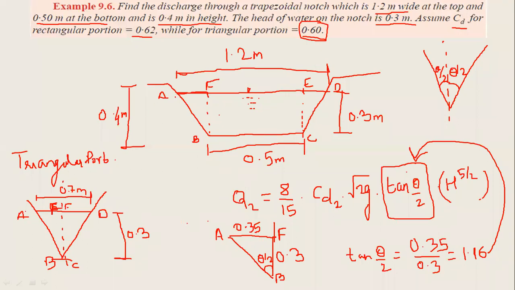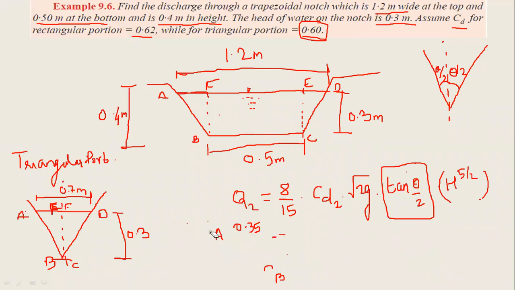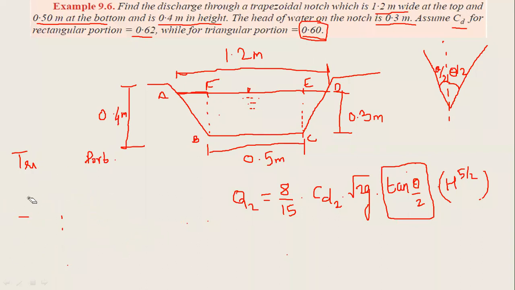Am I audible? Yes, sir. So what is the value of Q2 that you are going to get? The answer is 0.081. So I'll have to rub this part here. I hope at least you have taken a screenshot or written it down in your notebook. So Q2 is 0.081 meter cube per second.